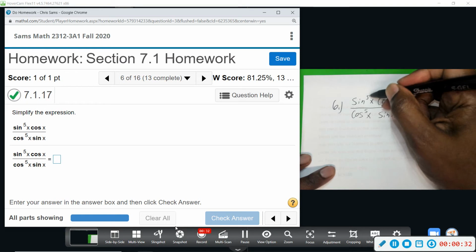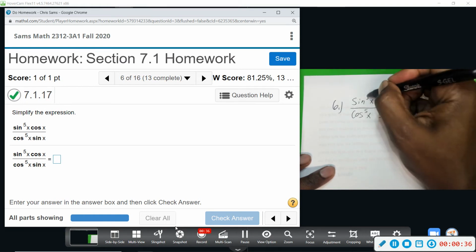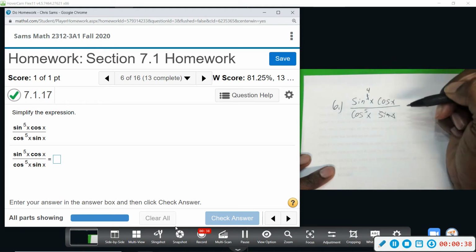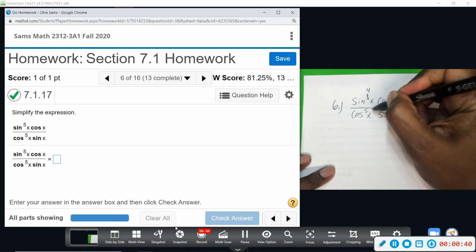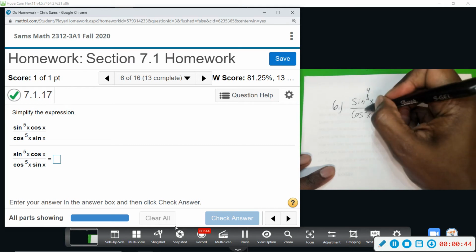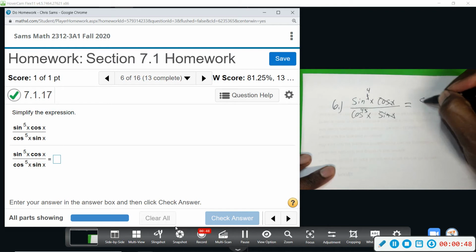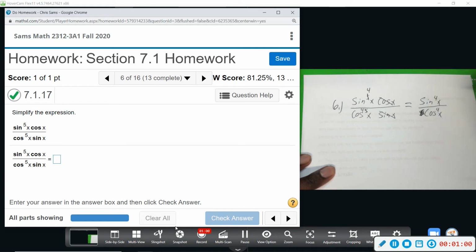Alright, so we have 5 sines on top, 1 on the bottom, so we can divide out one of those, and that will leave us with 4. And the same thing with the cosine. We have 5 on the bottom, 1 on top, so we can divide out a cosine, and that will leave us with 4. So doing that will leave us with sine to the 4th power of x divided by cosine, sorry, divided by cosine to the 4th power of x.